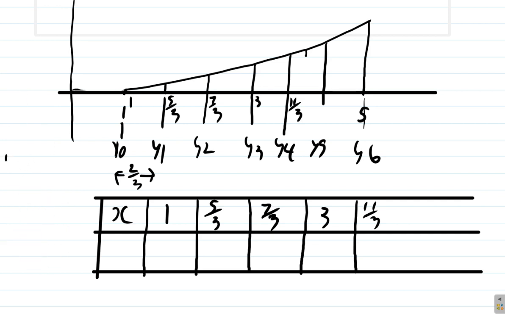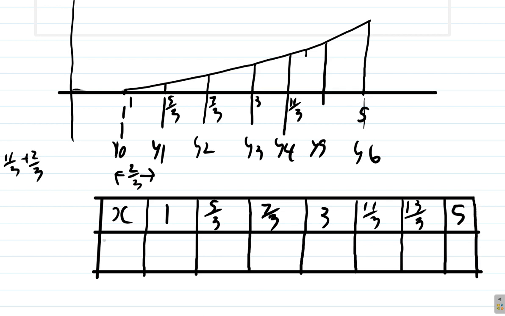The next one, 11/3 plus 2/3 would be 13/3. Then after that, 13/3 plus 2 more thirds would be 15/3, but 15/3 is the same as 5. So we reach the end point here, 5.